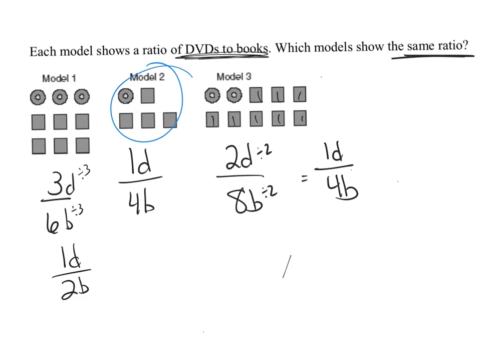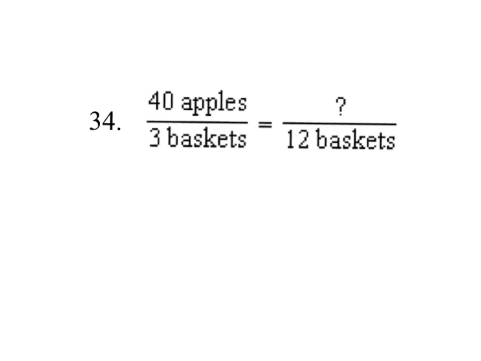So model 2 and model 3 are the same. So if you're not sure to begin with, always simplify, because ratios can be simplified similar to fractions. Oh, we are on to my favorite part, probably, of the review: ratios or proportions. So all you're doing is finding the missing proportion. So if I have 3 baskets and I go to 12 baskets, we know that's multiplying by 4. So that means we are going to multiply the 40 apples by 4, which gives us 160 apples.